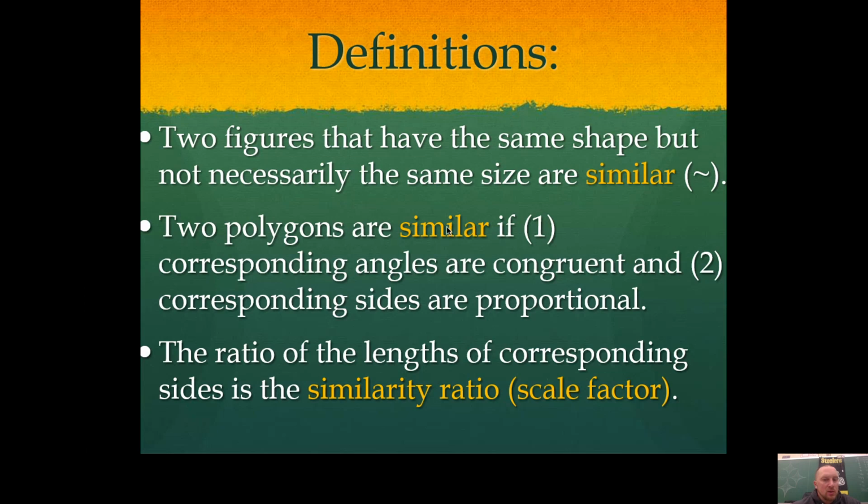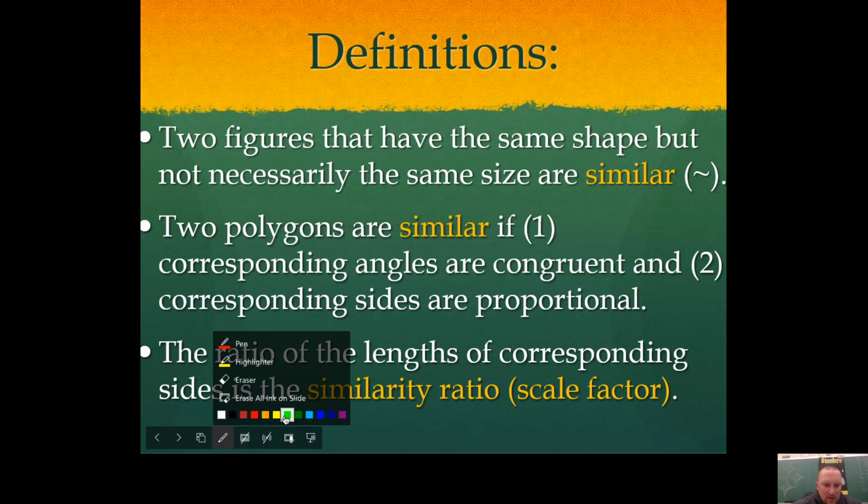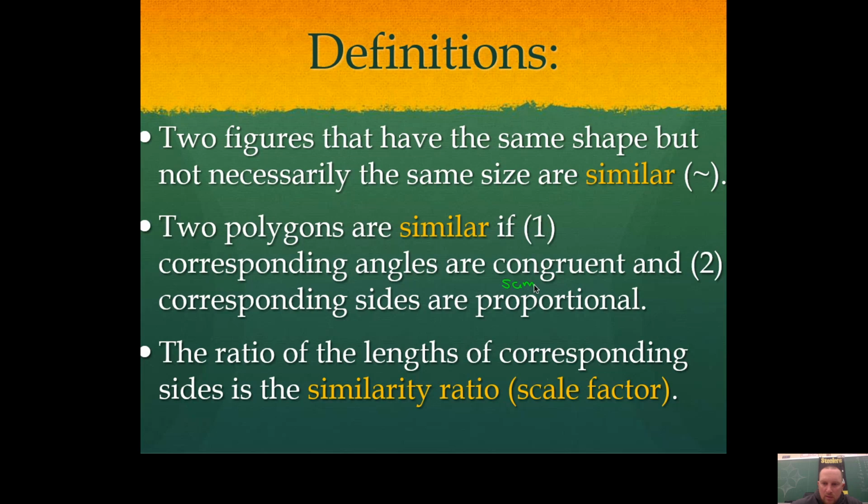Two polygons are similar if two things happen. The first thing is the corresponding angles must be congruent. So if you have two triangles, you need 3 pairs of congruent angles. If you got quadrilaterals, you need 4 pairs of congruent angles, so on and so forth. Second thing is the corresponding sides must be proportional. That doesn't mean they're the same length. Proportional means they have the same ratio of lengths.